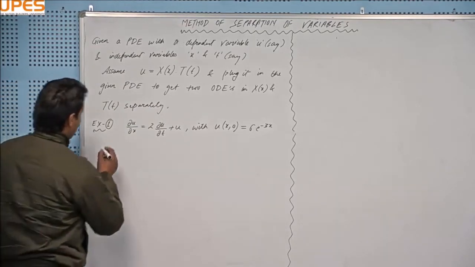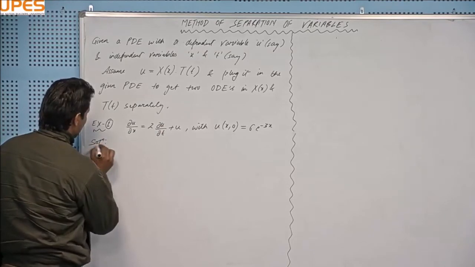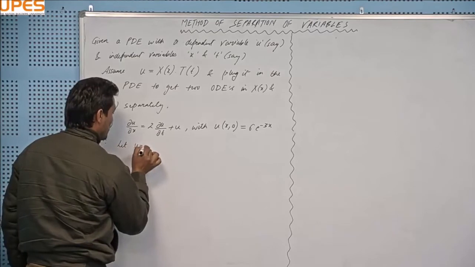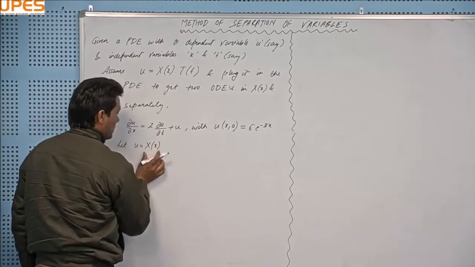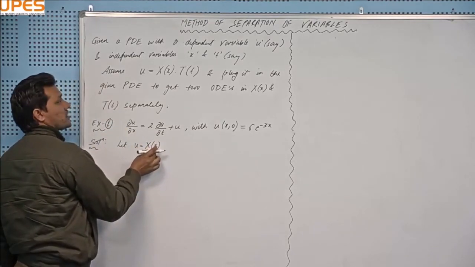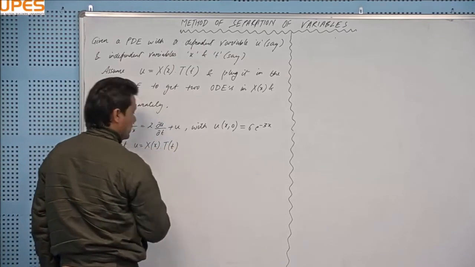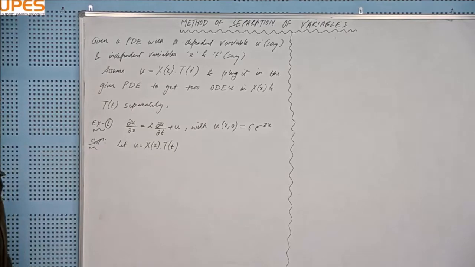Okay. Now the solution. Let me start with this one. Let u equal capital X, by writing this way I mean capital X is a function of x alone, multiplied by capital T, which should be a function of t alone.